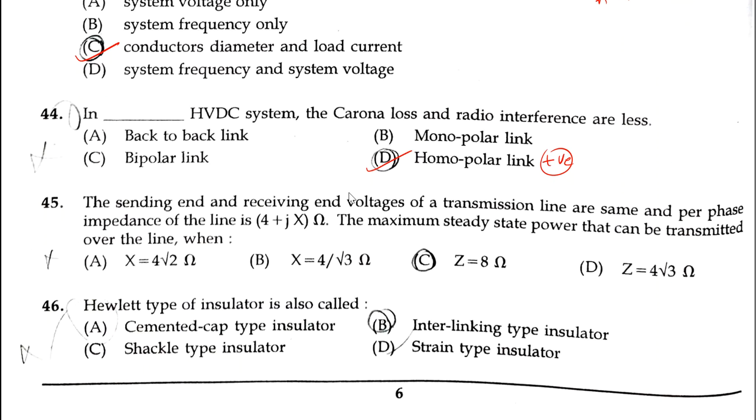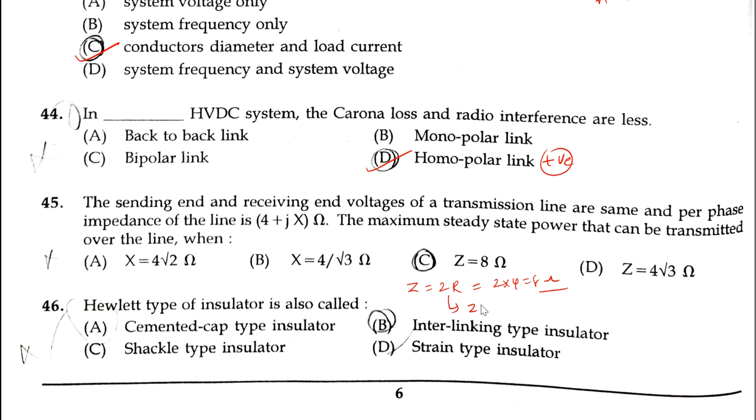Next, the sending end and receiving end voltage of transmission lines are same, and per phase the impedance of the line will be 4 plus jX. To get a maximum steady state power in the transmission line, Z is equal to 2 times that of R value. So simply 2 into 4 will be what? 8 ohms here. So how we got this, sir?